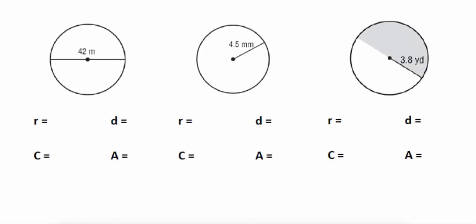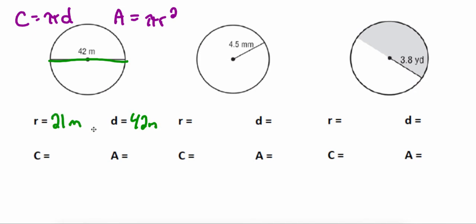So let's see that played out. Reminder, circumference is equal to pi times the diameter. Area is equal to pi times the radius squared, or pi times radius times radius. I'm using each one to make sure we're using each one of our measurements. So here I have 42 meters. That's my diameter. My radius is going to be half of that, so 21 meters. For circumference, I'm going to do pi times the diameter, 42. So 42 times 3.14 gives me 131.88 meters.